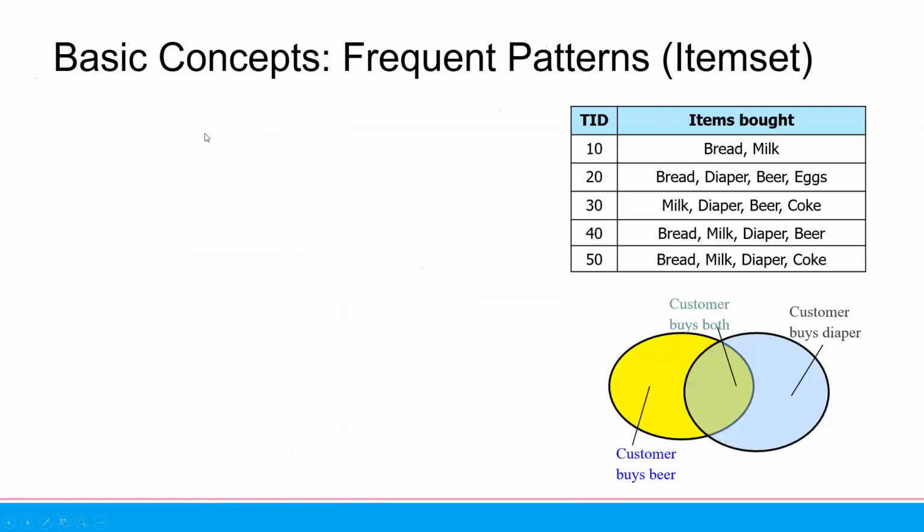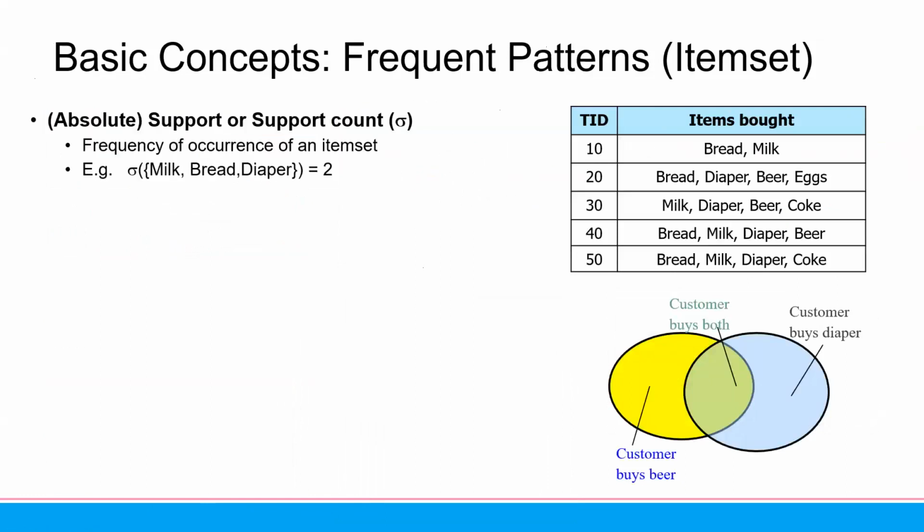We also need to understand the concept of support. We call it absolute support, or the support count. The support count means the frequency of occurrence of an item set. From the previous table, the occurrence of milk, bread, and diaper is 2. So this is the support.